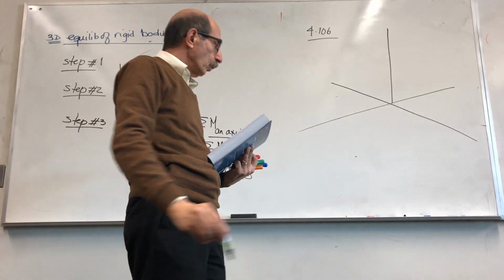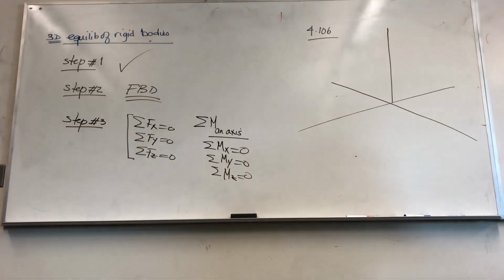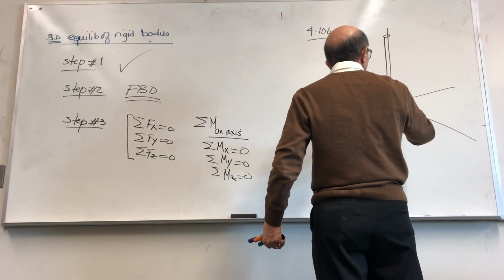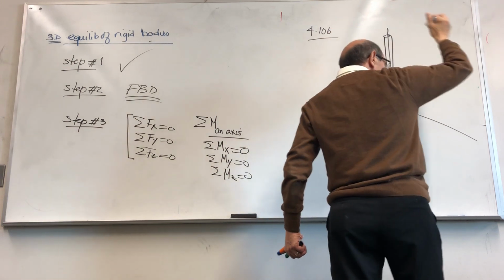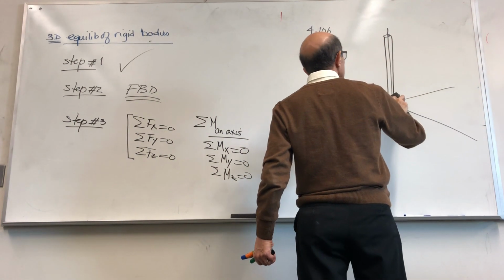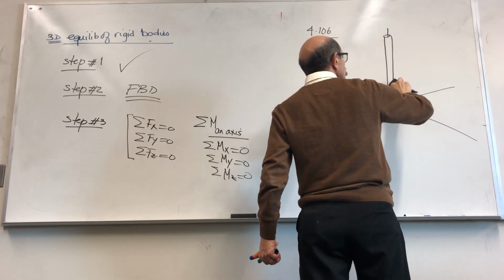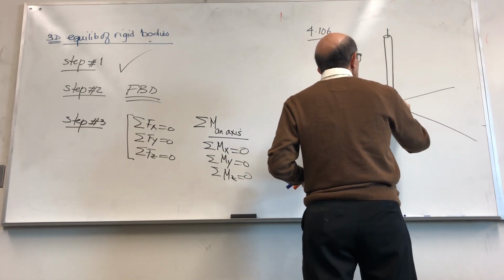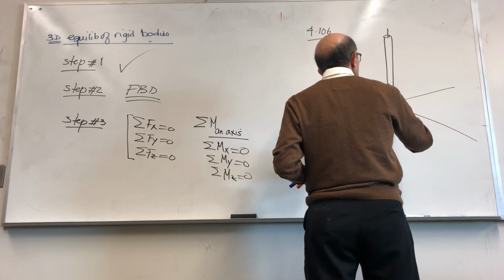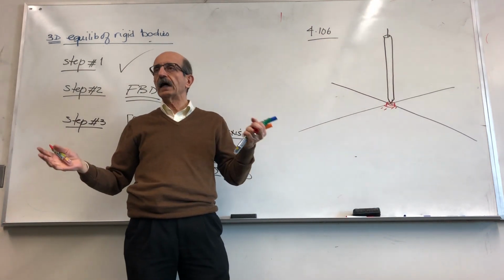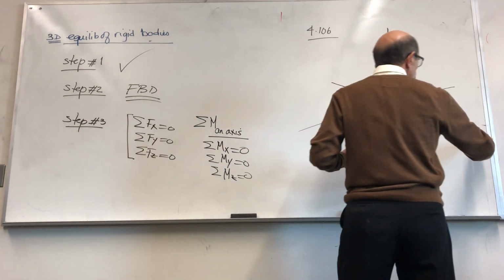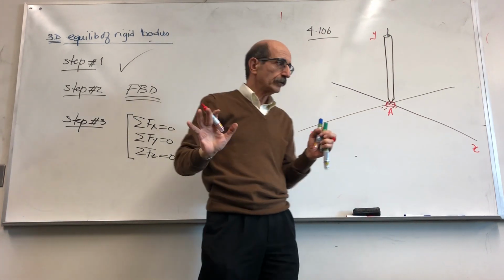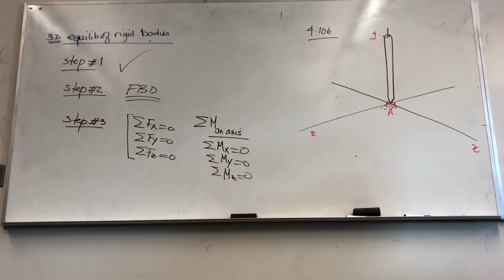You have a pole like this that is supported at the bottom with a socket joint, something like this, so that rotation in all three directions is allowed. This joint cannot move along X, Y, or Z direction. That's what it is, right? So the structure is supported this way.